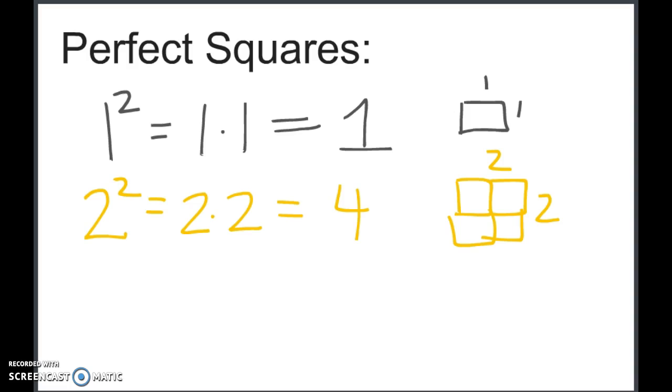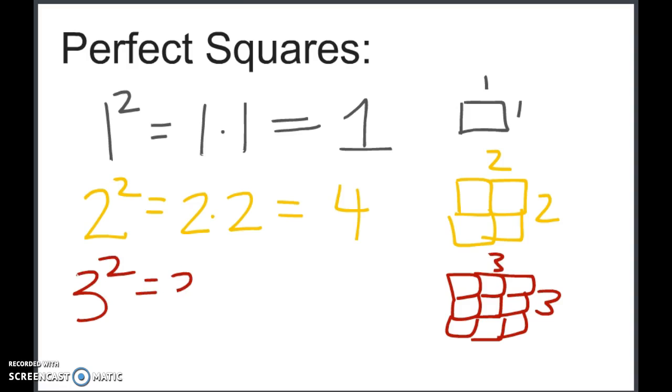My next one, I would need 9 of these little squares to make a square. That would be 3 by 3, and the area is 9. So my next perfect square is 3 squared, which is 3 times 3, which equals 9. So I'm going to make a list of my perfect squares. You should make this list too.